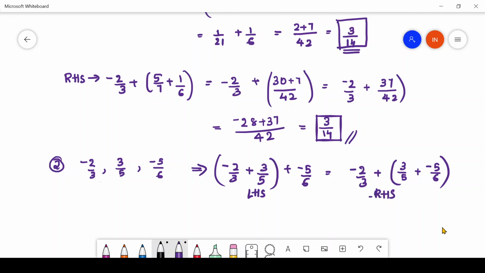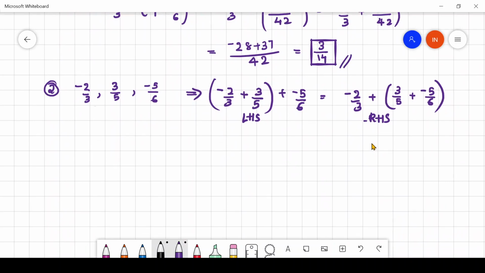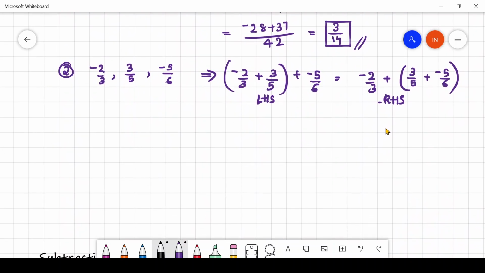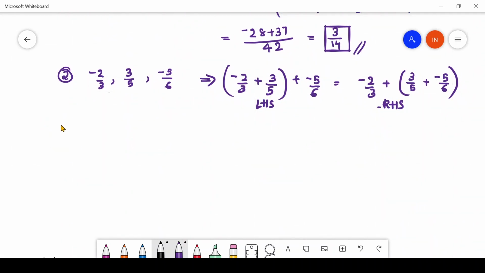I'm not going to solve this in detail since you know how to do this. Let us see how we can do the LHS. LHS is equal to negative 2 by 3 plus 3 by 5, plus negative 5 by 6. How to solve this? Inside the bracket we have negative 2 by 3 and 3 by 5, and the denominators are 3 and 5. So the LCM is 15, right? And the numerator will be negative 10 plus 9.